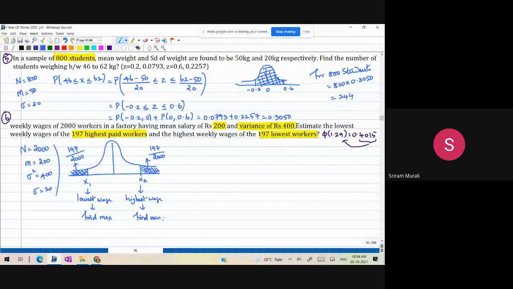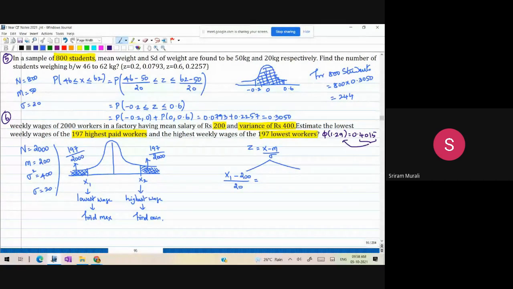How many of them are getting this minimum? How many of them are getting this maximum? So that is what it is acting as x1 and x2. You know the Z formula: Z is equal to (x minus m) by sigma. For x1, x1 minus m. What is m? 200. What is sigma? 20.